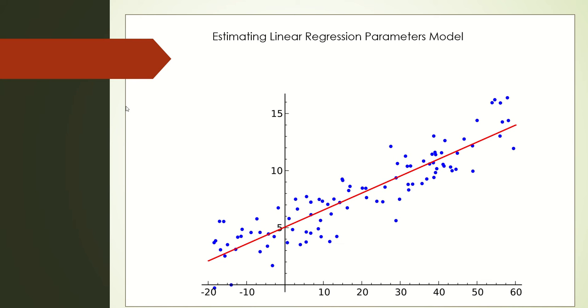Now, what exactly is estimating regression parameters? When we're looking at estimation of regression parameters, we are simply analyzing the relationship between two variables. It is a technique to determine the statistical relationship between a dependent variable and an independent variable.